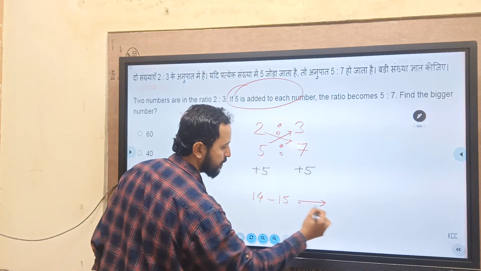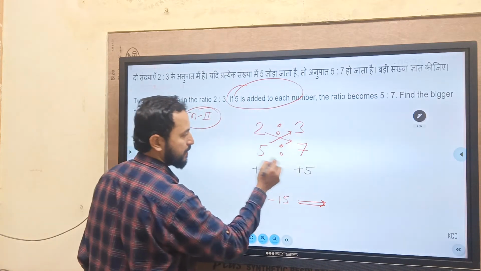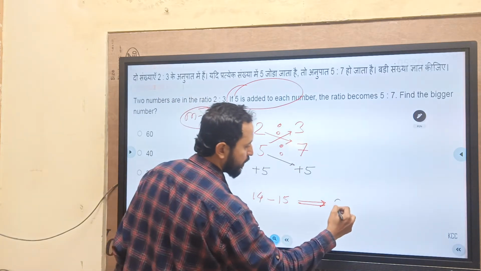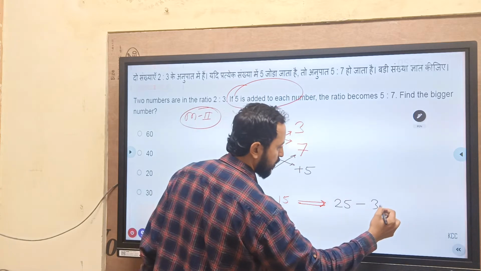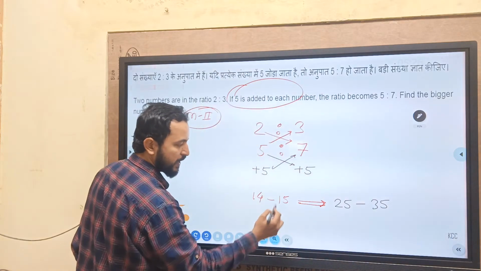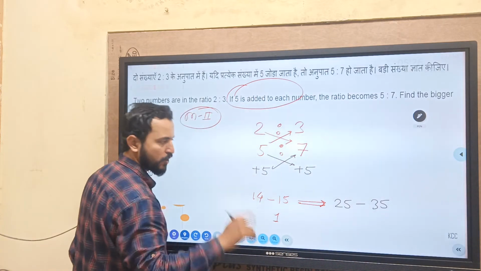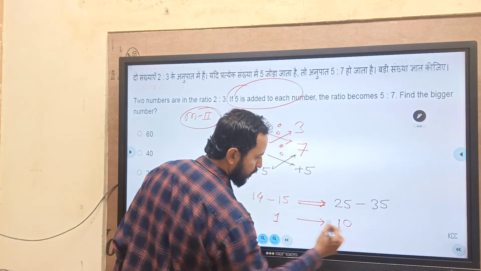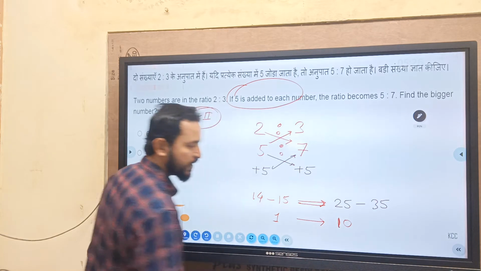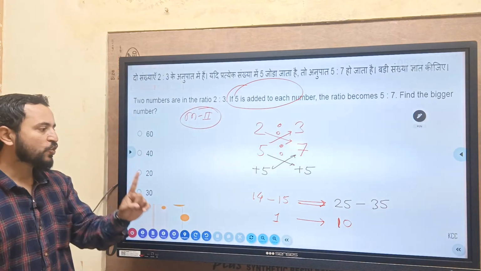Arrow mark. Same here. 5 5s are how much? 25 minus 5 into 7 is how much? 35. Come on. 14 minus 15 is 1. Take it positive. Represents 25 minus 35, 10. So 1 value, 1 ratio is 10.